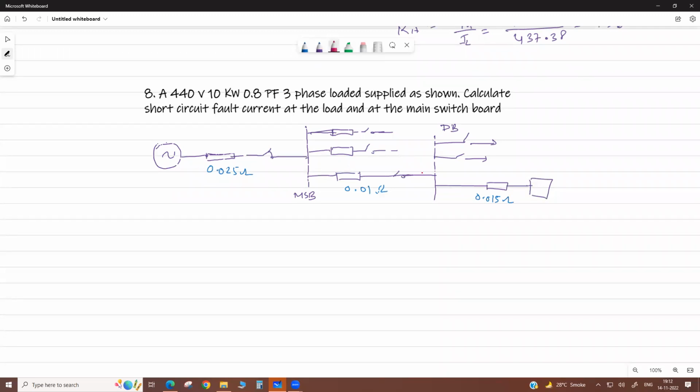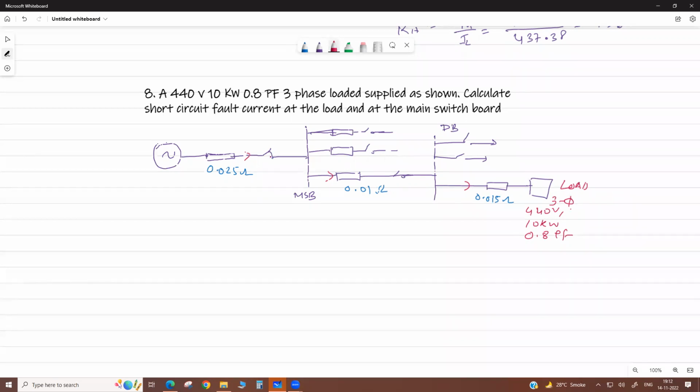The current flows if this load is on. It takes a current from here, then here, then here. This is the path of current. When this load is on, what is the rating? It is given as 440 volt, 10 kilowatt, and a power factor of 0.8, 3 phase. This load is 3 phase, 440 volt, 0.8 power factor.